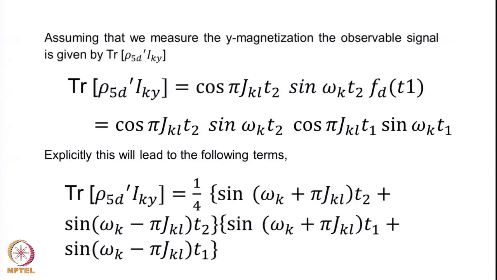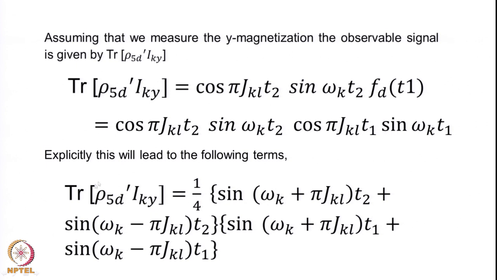Now, depending upon what signal we are going to measure, we will have to see which components we have to retain. Let us assume that we detect Y magnetization; we will have to take the trace of the density operator with IKY. When we do that, we will only have this one here, this will represent our signal: cosine pi JKL T2 into sine omega K T2 FDT1. Now put back this FDT1, you have here cosine pi JKL T2 sine omega K T2 multiplied by cosine pi JKL T1 sine omega K T1. Note the pattern of the evolutions of the terms in T2 and T1 is the same. Here is again a sine cosine multiplication, and again here it is sine cosine multiplication.